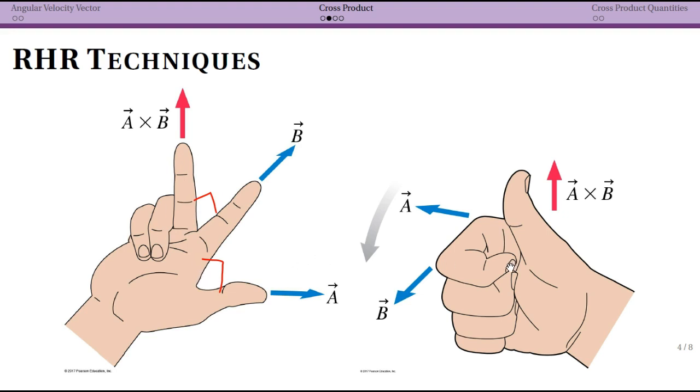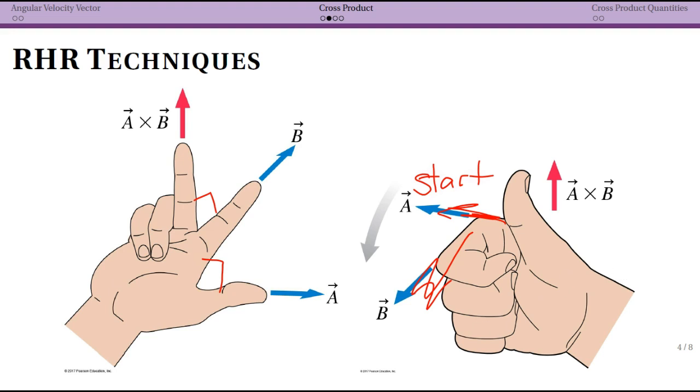The second way, which is my favorite, is that you start with your fingers pointed towards A, and then you curl them towards B. Effectively, your knuckles or your hand is pointing towards A, and then this part of your finger points towards B. The idea here is that if you start with your hand upside down, there's no way to curl it backwards. When you do this, your thumb points in the direction of A cross B. Both using your right hand, these are equivalent. They give you the same direction.